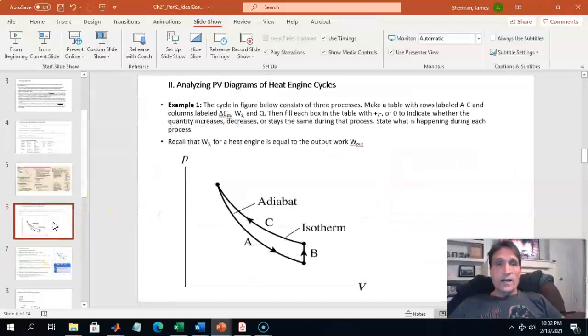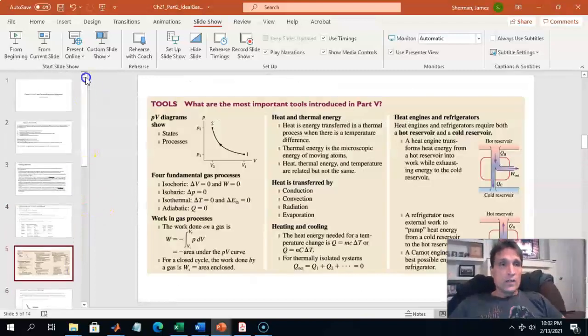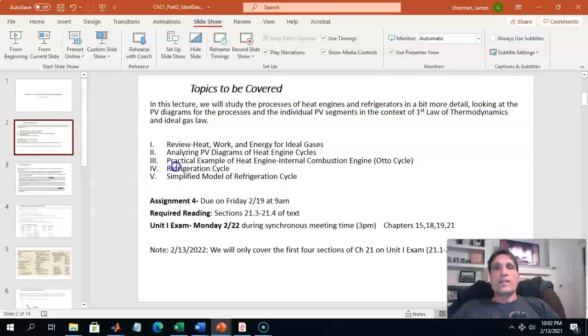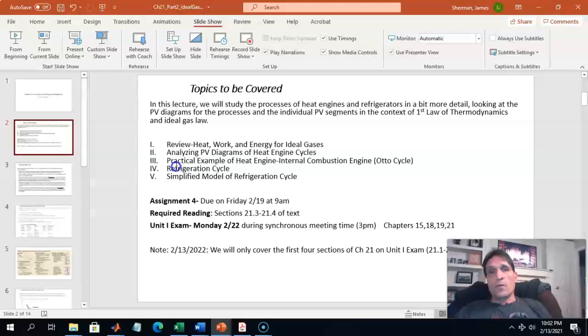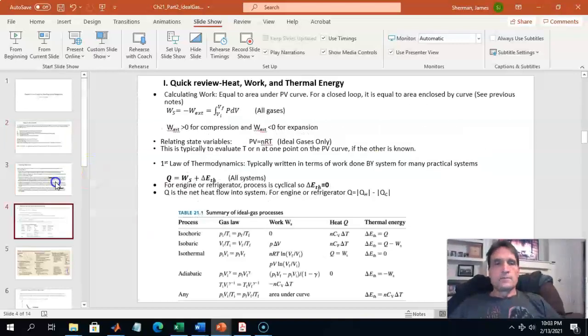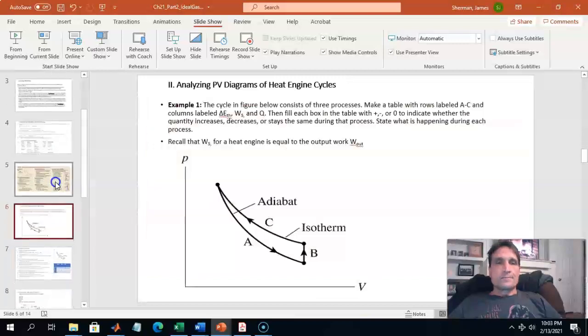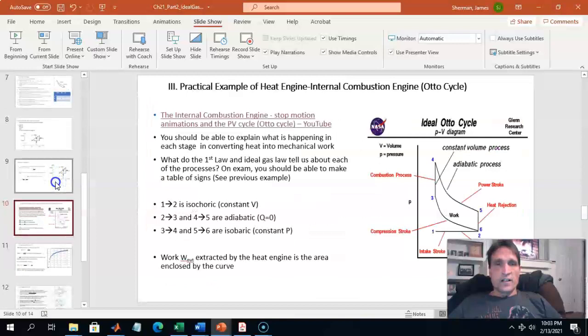Where are we going today? We are going to start off with a practical example of a heat engine, the Otto cycle, which is a pretty good approximation to your car engine. And then we're going to discuss the refrigeration cycle, which is a heat engine in reverse. We're going to start both of them with a short YouTube video. I found a couple really instructive YouTube videos that were short. Then we're going to look at the PV diagram for each and describe those. So let's get started here.